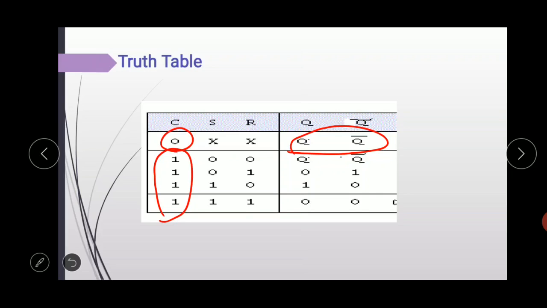When 0 0 is given, the output holds the previous state. When 0 1 is given, the output is 0 1, which means reset operation. When the input is 1 and 0, the output is also 1 and 0, which is a set operation. And when 1 1 is given, it is a not allowed condition because the output is 0 0.